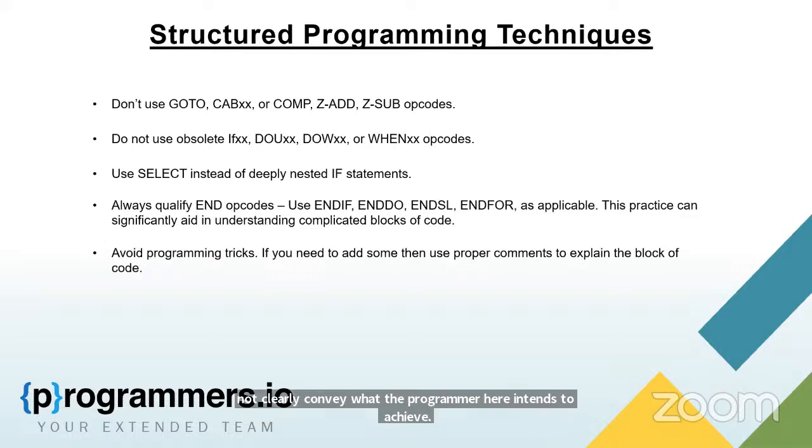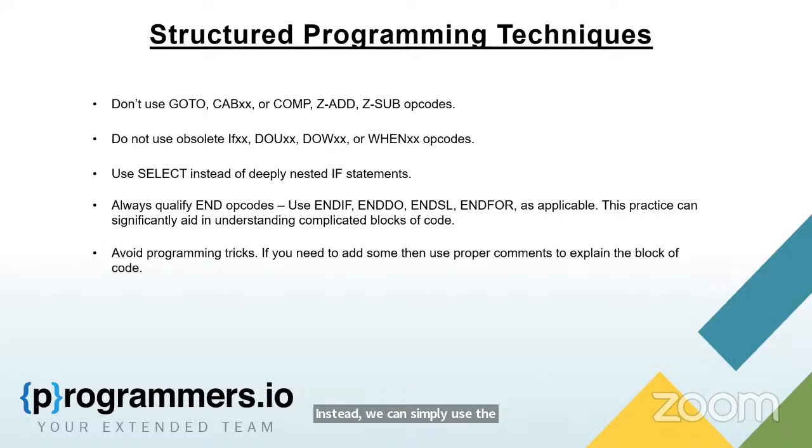Instead, we can simply use the assignment operator for resetting or initializing the variable, or we can use the plus or minus operators as well. Then the cap XX opcode, which is used for conditional branching based on a specific condition. Its usage can lead to unstructured control flow, making the code harder to follow and maintain. So instead of using cap XX, we can make use of conditional statements or select constructs, which will create a clearer path throughout our code and make the logic more transparent.